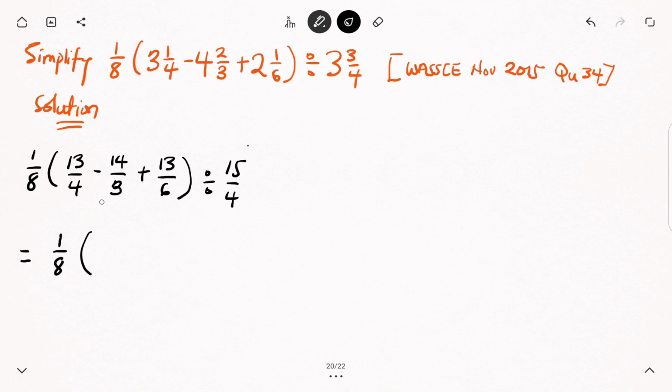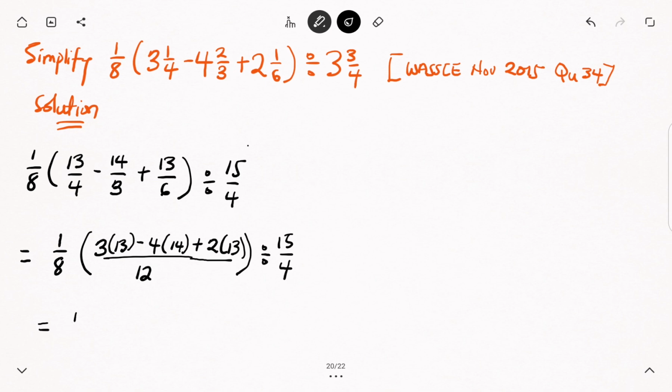So between 4, 3, and 6, the LCM for the 3 above is 12. Now 4 will go into 12 3 times. So that 3 will multiply the 13 at the top here. Minus 3 will go into 12 4 times. And that 4 will multiply the 14 at the top. Then plus 6 will go into 12 2 times. The 2 will multiply the 13 over here. Then divided by 15 on 4.